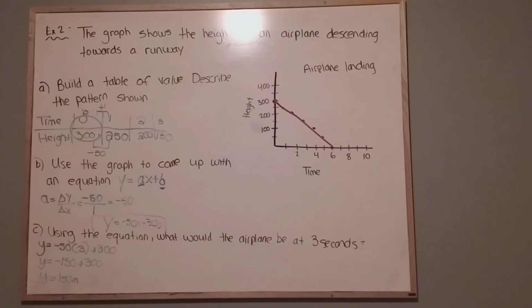So the main part of today's lesson is to look at a graph and come up with an equation. And when you're doing this, the best thing to do is to come up with a table of values. Using your table of values, you can calculate your a and calculate your b and come up with your equation. This is the last lesson in this chapter.